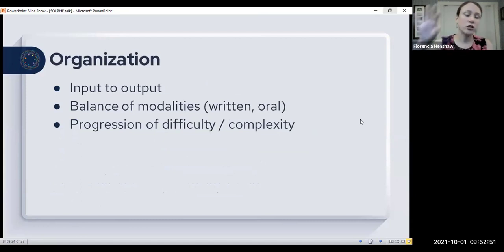The organization in general, I kept in mind that the modules or units would be moving from input to output, that there would be a balance of modalities, both in terms of written and oral, and as best as I could throughout the course and even throughout the module, the progression of difficulty and complexity, right, from easier to a little bit harder.